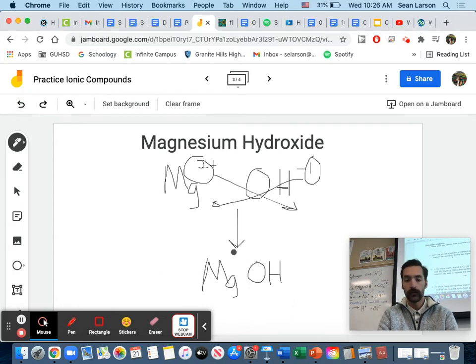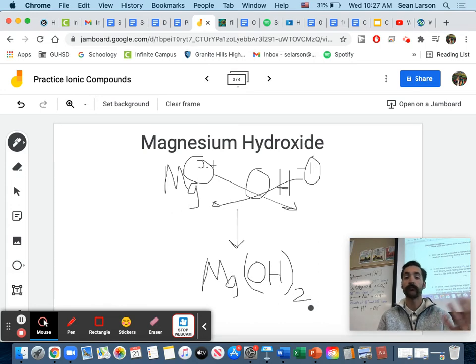Now, you may be tempted to put OH2. That would be incorrect, because what you're writing there is that you have 1 oxygen and 2 hydrogens. What we want to say is that there are 2 oxygens and 2 hydrogens. So you put parentheses around it, and you put the 2 outside the parentheses, telling you that there are 2 of these compounds. So this is magnesium hydroxide: Mg1, we just don't write the 1, then parentheses OH, and parentheses 2.